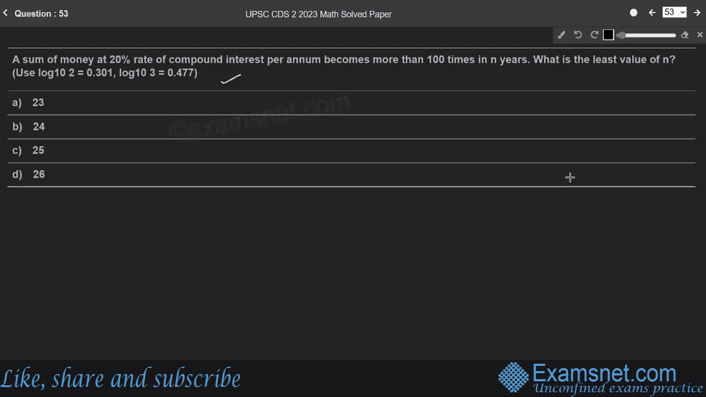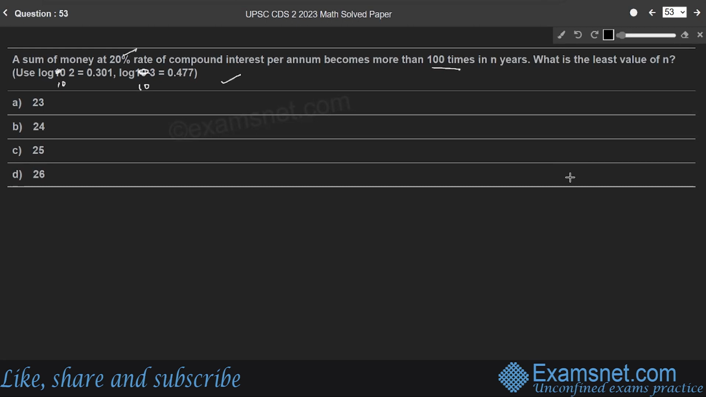Question 53. A sum of money at 20% rate of compound interest per annum becomes more than 100 times in n years. What is the least value of n? We have to use log 2 to the base 10 as 0.301 and log 3 to the base 10 as 0.477. In the calculation of this question, we have to use these two values.